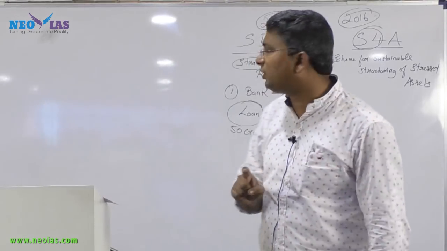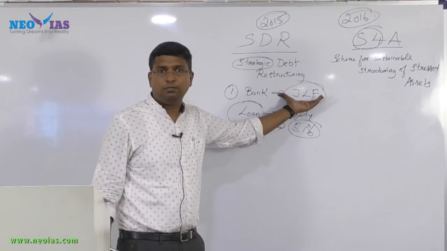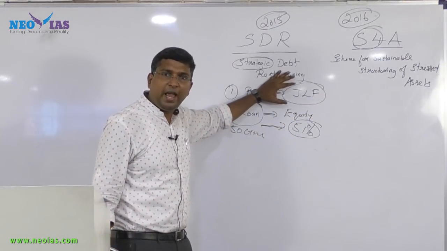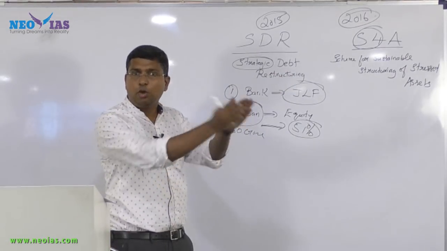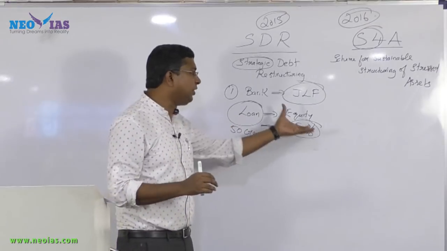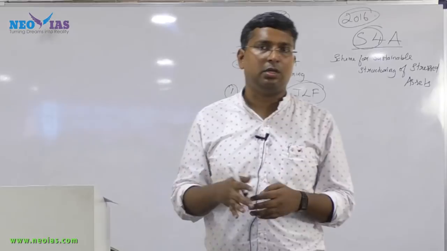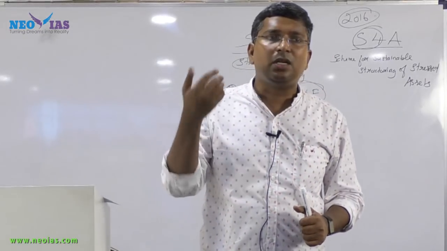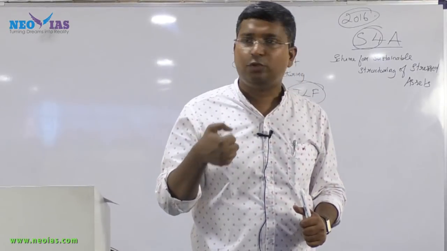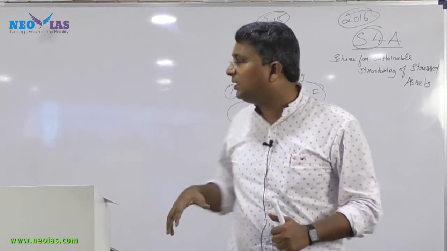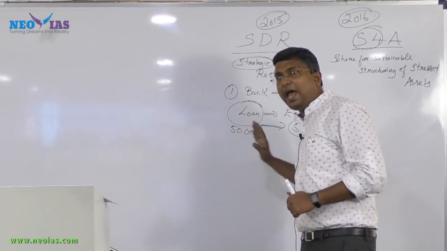So the key thing about strategic debt restructuring is that this joint lender forum, or the group of banks, will convert the due loan or the non-performing assets into equity and ensure that they will have managerial control. If they want to have managerial control, they should have more than 51% control. That will be ensured under this corporate debt restructuring.